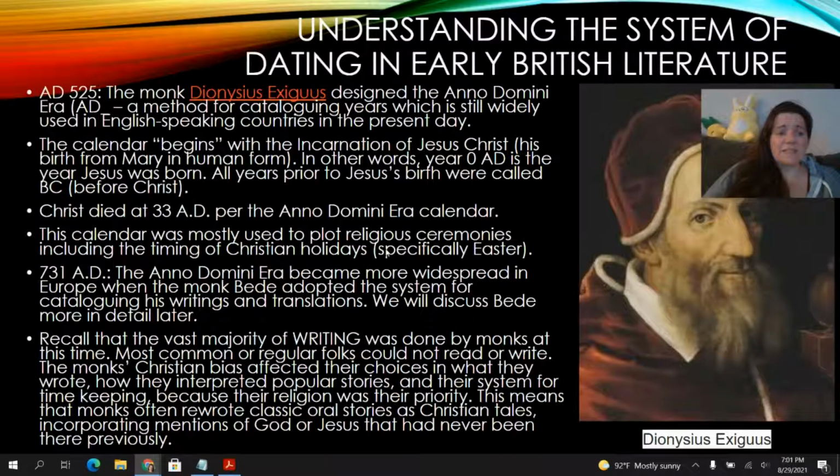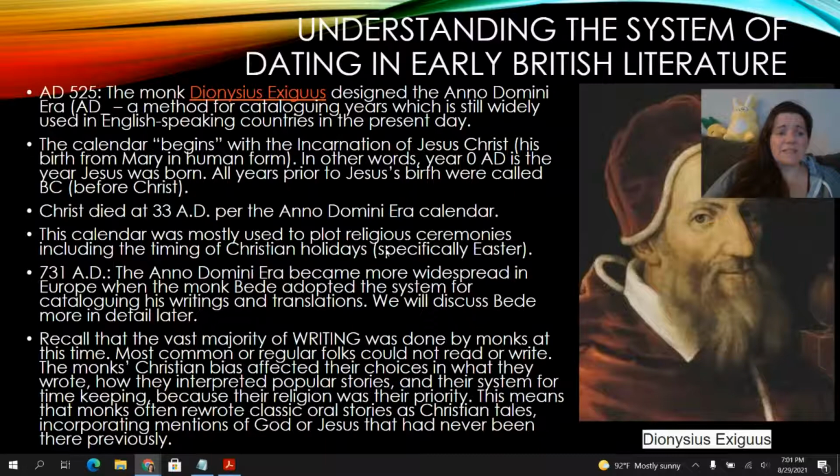At this time, monks were the ones who did the majority of the writing, as you'll see in this final bullet point here. The vast majority of the writing that was being done at the time was done by monks. These were some of the only people who were educated enough to read and write. Most common or regular folks like you and me were not able to read and write during this time period. So if anything was being written down, it was being written down by these educated clergymen or monks.